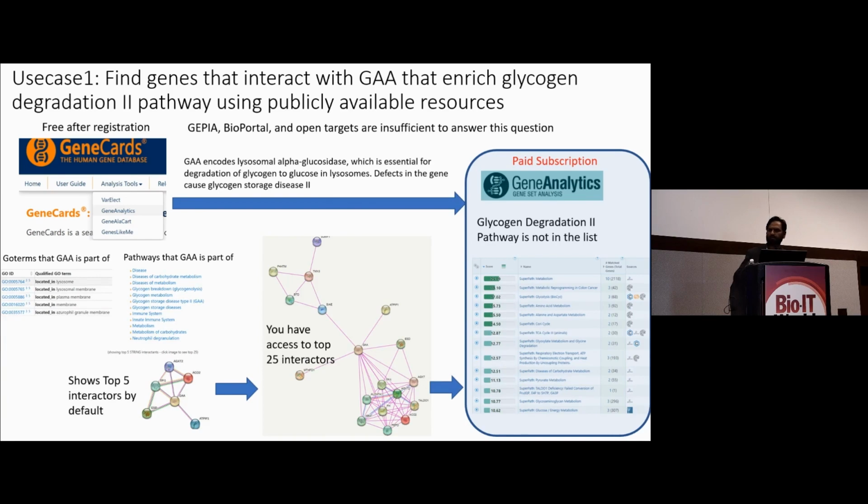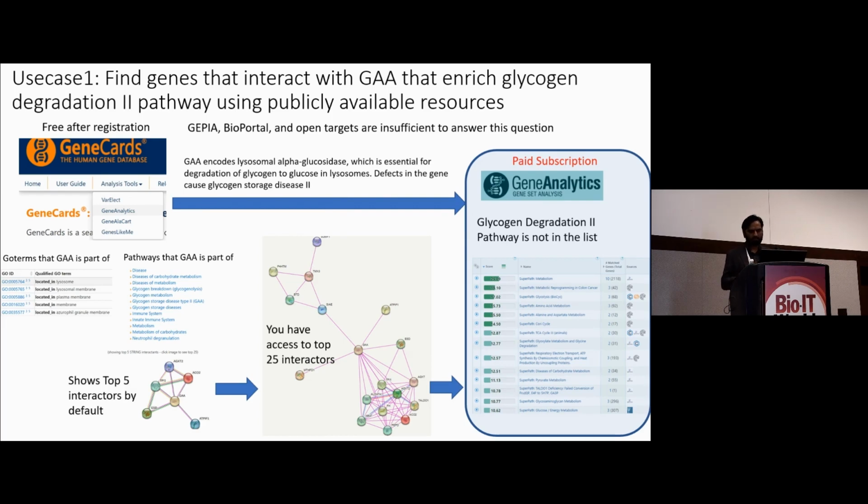So if you try to expand it, it'll give you a maximum of 25 interactors. That by no means is all the information that's present in there. So even if you were to believe that these 25 interactors would give you something meaningful, we'll try to do that. So I took all these 25 interactors and plugged them into GeneAnalytics, which is also a tool that comes as a paid subscription within GeneCards. So you go to GeneCards, under analysis tools, it has GeneAnalytics, and you try to use that, it gives you all these pathways. And I don't see a glycogen degradation pathway in there. So it pretty much works as a black box. So where do I go from here? Pretty much a dead end for me.